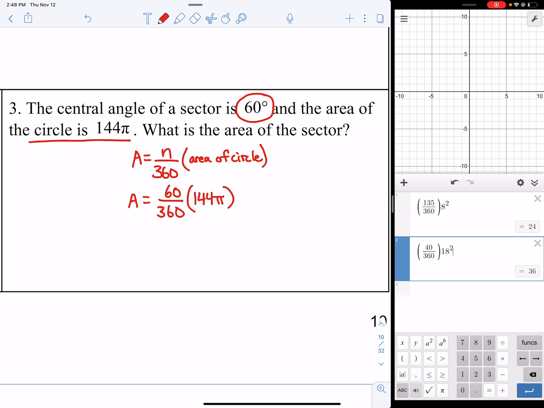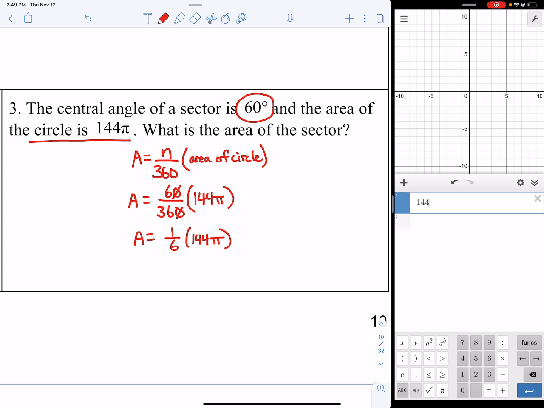So they saved you some work. And we got 60 over 360, which is like 6 over 36, which is 1 over 6, times 144 pi. So let's just type in 1/6 of 144, or 144 divided by 6, which would be the same thing, which is 24. So the area of the sector would be 24 pi. And they didn't give us units for that one, so we can just leave it like that.